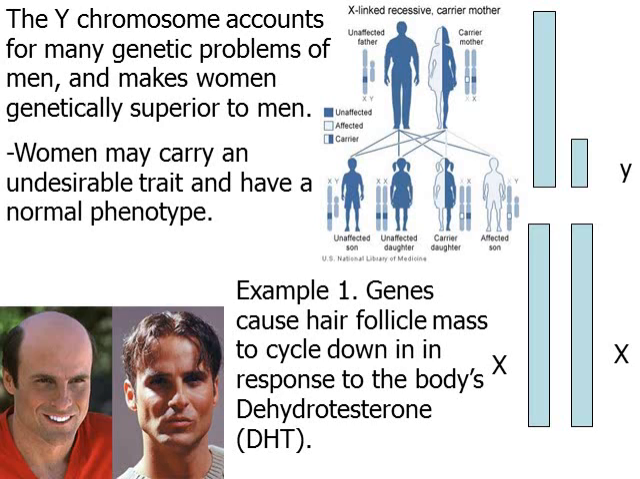XX. That means you have to have 2 recessives to suffer from something. But in the XY, 1 is enough to cause a problem. Now women may carry undesirable traits, and we use that word carrier, but they're still normal. They have the normal phenotype. Example with hair follicle mass reduction, it starts to cycle down in men in response to our production of DHT, dihydrotestosterone. Now, not all men are susceptible to this, but eventually, most of us are.